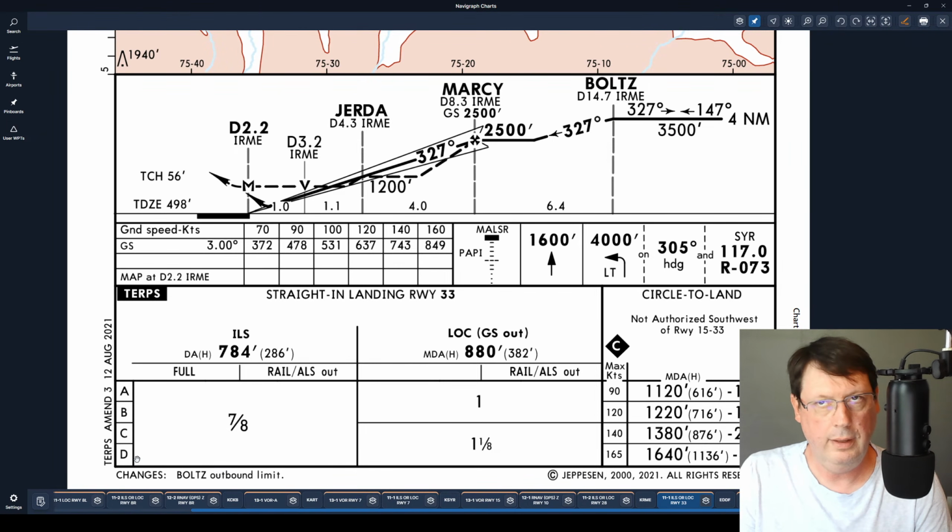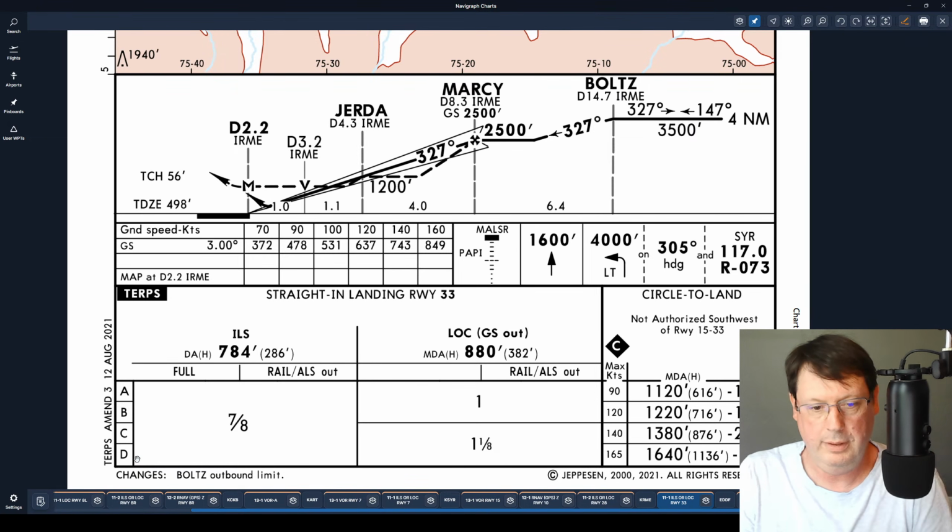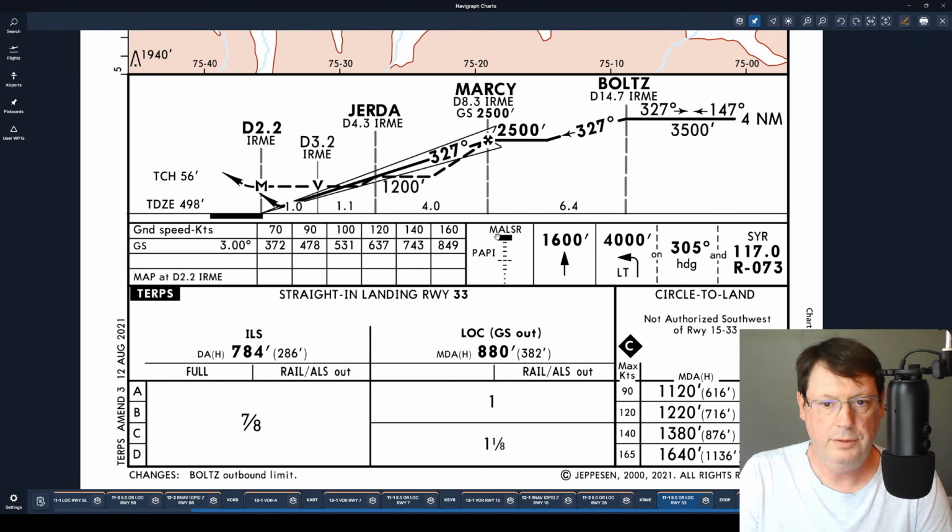And then category D is 141 and above, which you might be flying in a Boeing or an Airbus if you're not using full flaps on the approach. Now, this is somewhat interesting. So full means you've got the full complement of lights, right? So you've got your PAPIs, you've got your approach light system, you've got all the lights. And this is the visibility. This is the flight visibility required, 7/8 of a mile. 7/8 of a statute mile, not a nautical mile.